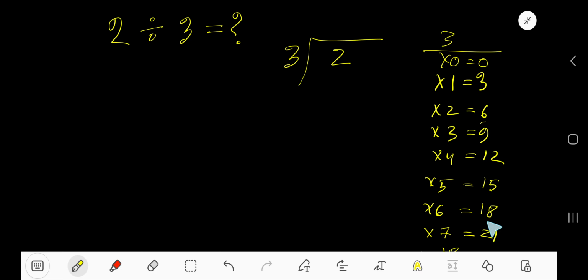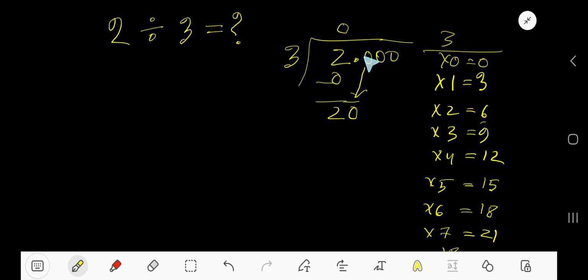This process will continue. 3 goes into 2 how many times? 0 times, as our current dividend 2 is less than 3. So 0 times 3 gives you 0. Subtract, and you get 2. To continue this process, put a decimal here, then add zeros. That is, we are converting this whole number into a decimal.